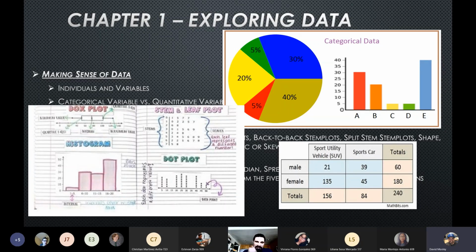So if there was no data in this 11 to 15 range, it would be of height 0. There wouldn't be a bar there. Otherwise, bars need to touch on histograms. Where one bar ends, the next bar begins. With categorical data, when we're doing a bar graph, the bars do not touch. They're completely separated. There should be space between them.